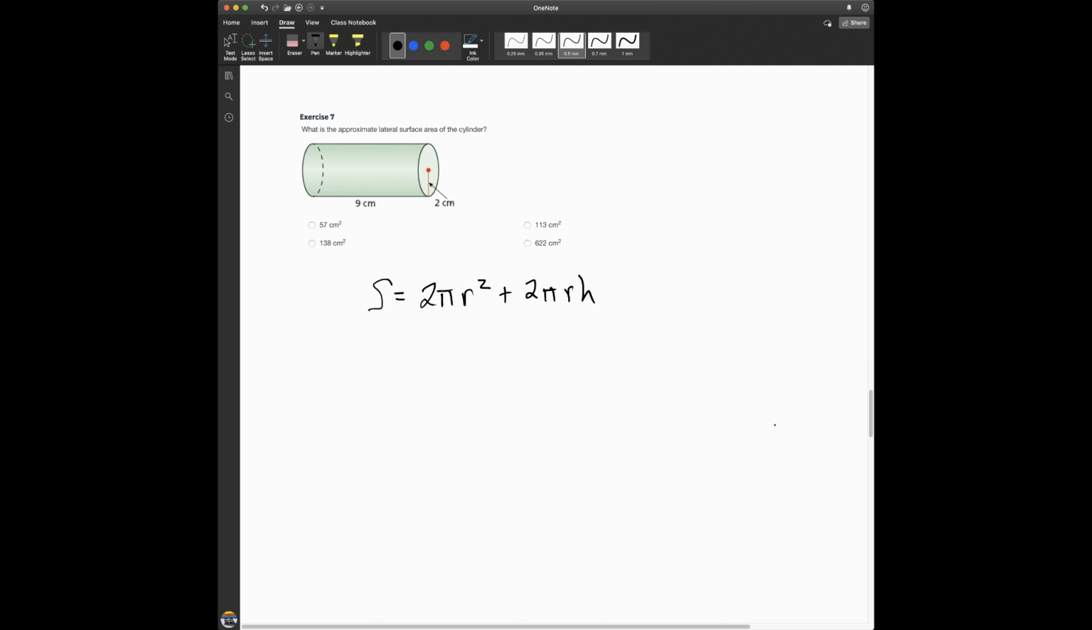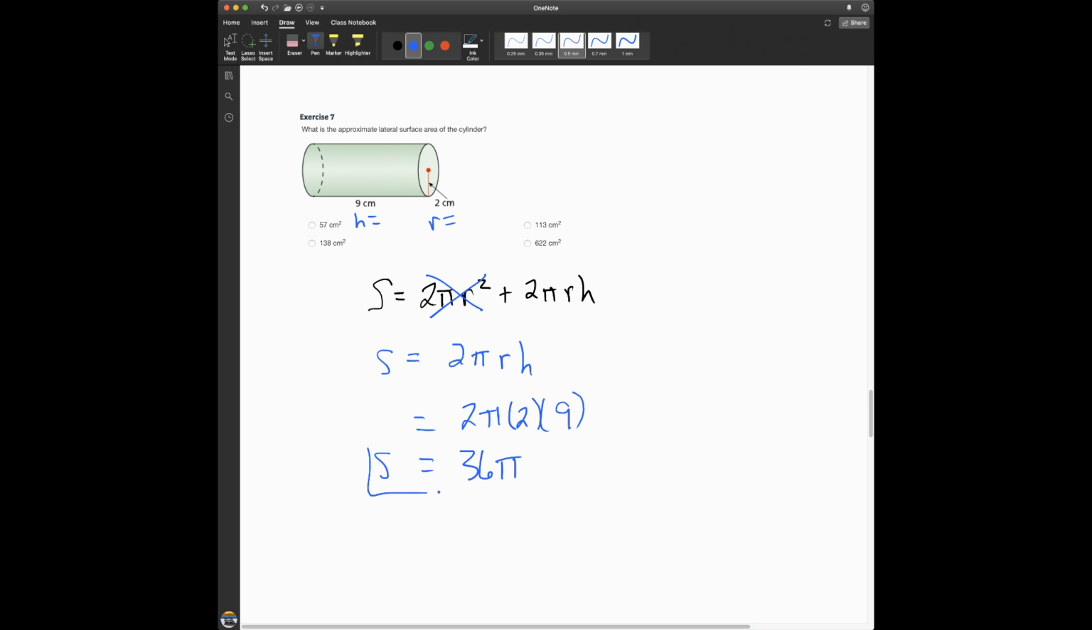All right, approximate lateral surface area. If I want the lateral surface area, then I don't want the area of the circles. So the formula that I'm going to use is surface area equals 2 times pi times radius times the height. There's my radius, here's my height. Then I just plug these things in: 2 times pi times 2 times 9, and that equals 36 pi.